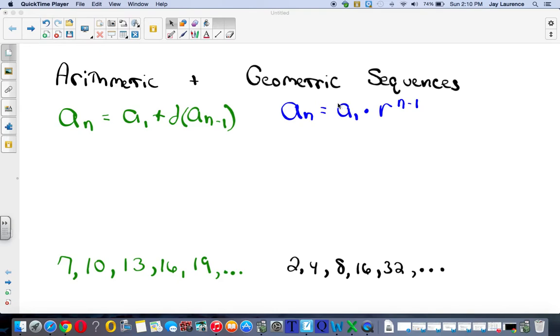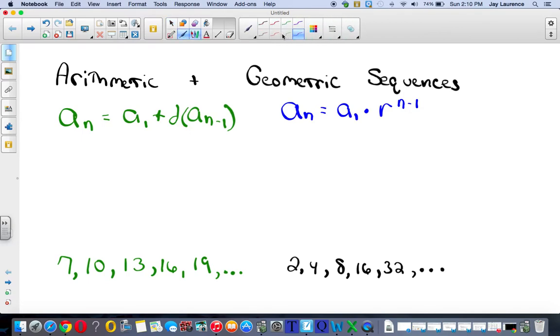Hello, honors algebra students. Today we are going to learn about arithmetic and geometric sequences. And the cool thing is you already kind of know this stuff. We've been doing it with functions. The arithmetic sequence is something that can apply when our function is going to be linear. So if you know it's going to make a linear function, then it's going to be an arithmetic sequence.